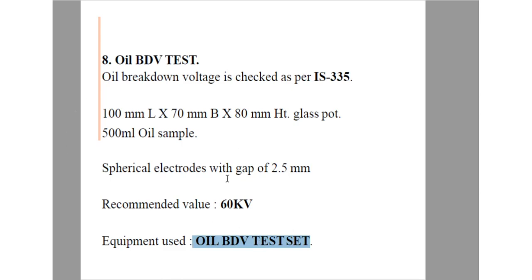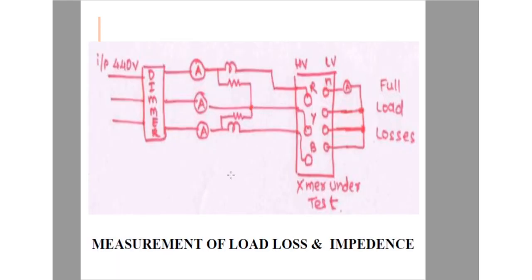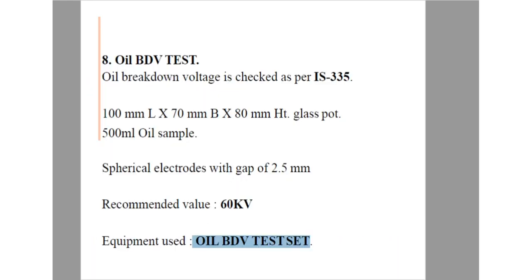So I hope you understood the types of routine test, their detailed procedure along with the circuit diagram. In the next class we will discuss the type test, and the lightning impulse test is very important. No doubt in your in-semester exam or end-semester exam, the question will be asked: explain the routine test in detail. So you have to use these 8 routine tests along with the diagram and along with the explanation.